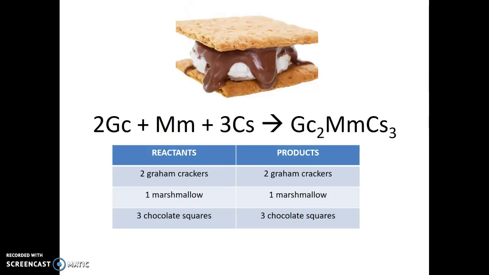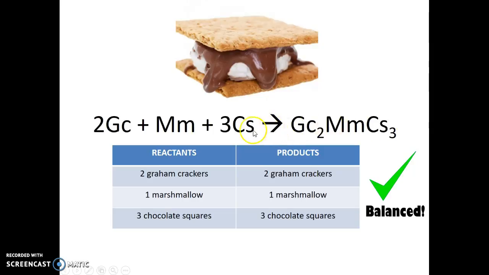Now, if you set up a little table where you have your reactants and your products and you count out each ingredient, you have 2 graham crackers, 1 marshmallow, and 3 chocolate squares on the left side of the equation. And now on the right side of the equation, you have 2 graham crackers, 1 marshmallow, and 3 chocolate squares. And so this is now a balanced equation. And if this were chemistry, this is what you're seeking. You're trying to get the equation to balance and have the same number of atoms on both sides.